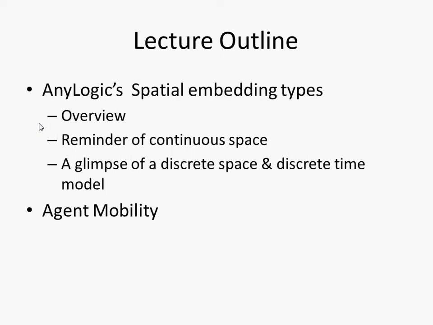How do we get them to hop from cell to cell or to move continuously from one area of the space to another? So we'll take a look at different ways of achieving agent mobility. What we'll actually find is that they interact with these. How you move the agents is a reflection of the type of space.